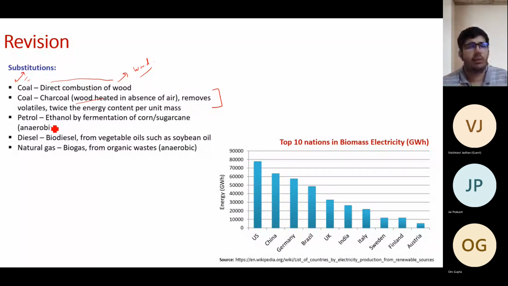Petrol, instead of petrol, we can use ethanol. Ethanol can be generated by the fermentation of corn or sugarcane in anaerobic conditions, without air. Okay. Diesel, instead of diesel, we can use biodiesel. Biodiesel can be generated from vegetable oils such as soybean oil. Natural gas, CH4. Instead of CH4, we can generate biogas from organic waste using anaerobic conditions.